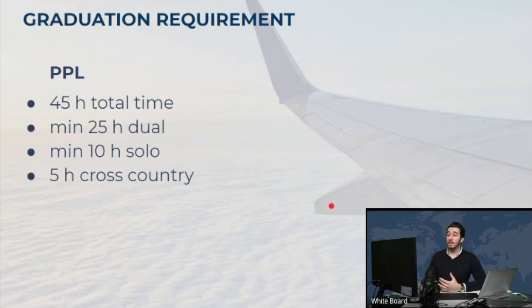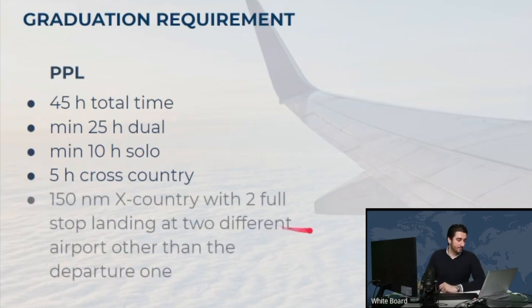So this 5 hours cross-country means that you have to fly from A to B, okay? And one of these cross-country flights has to be accomplished in the following way. You have to fly 150 nautical miles, okay, with 2 full-stop landings at 2 different airports other than the one of departure. It may be a bit confusing, but let's see together, okay?